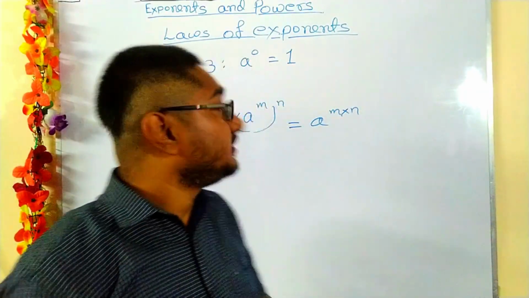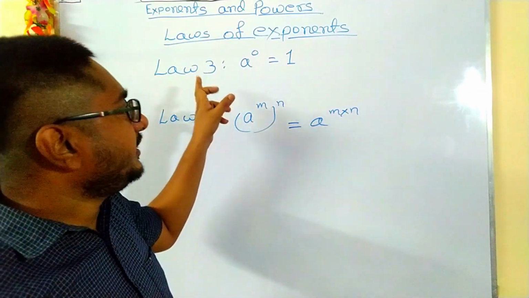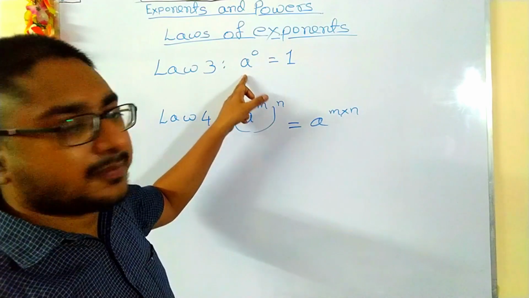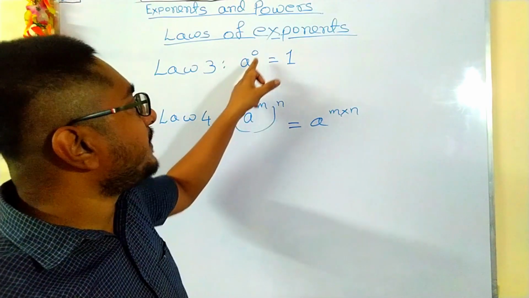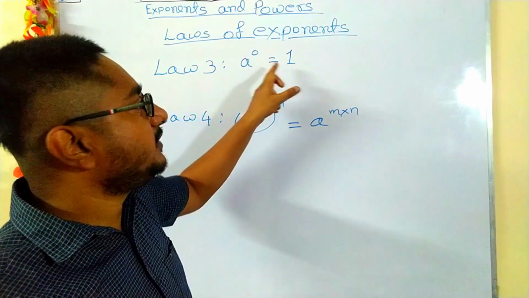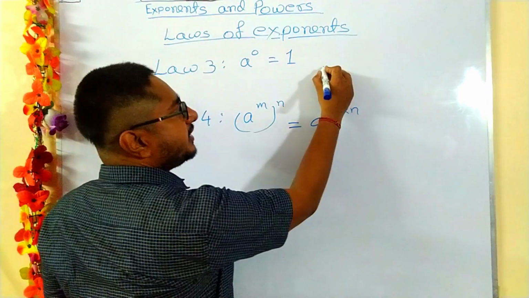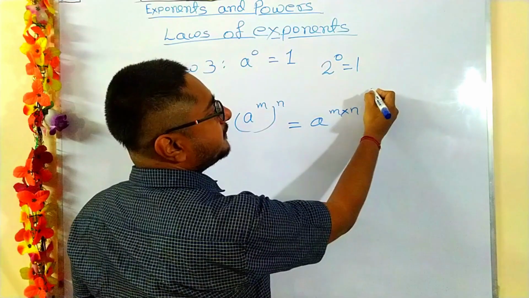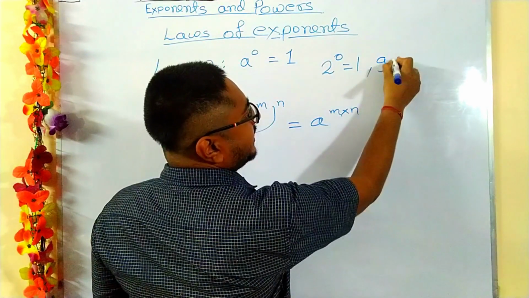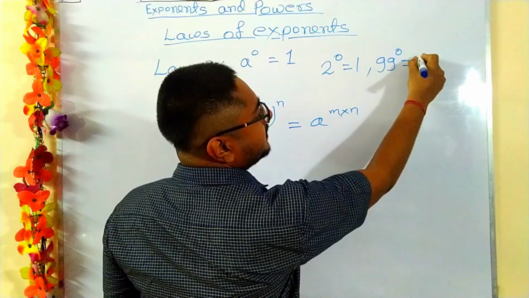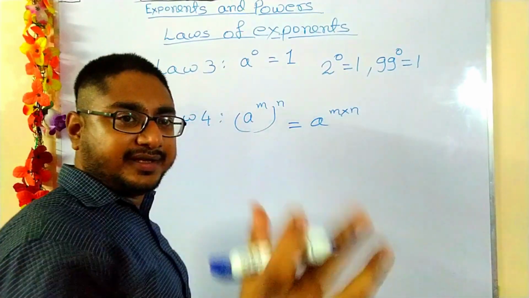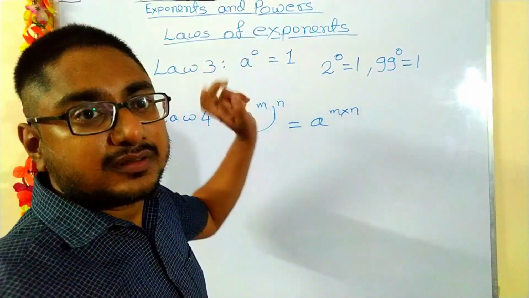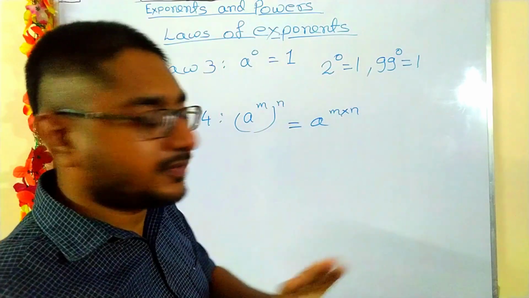Now the next, law 3. In law 3, if any number or any base is to the power 0, that value will be 1. Suppose we write 2 to the power 0, the answer will be 1. If I write 99 to the power 0, the answer will be 1. That means any number to the power 0, the answer will be 1.